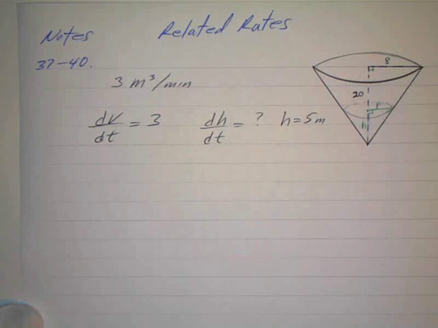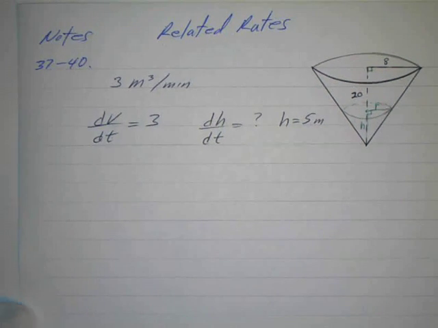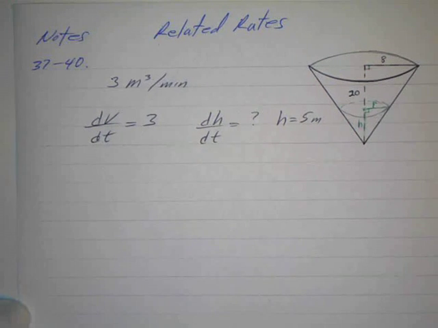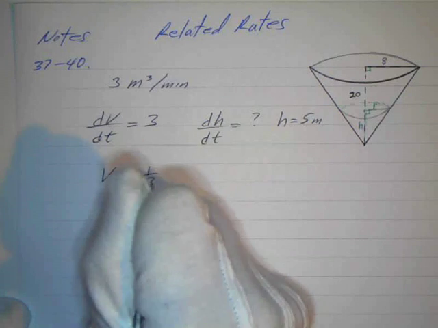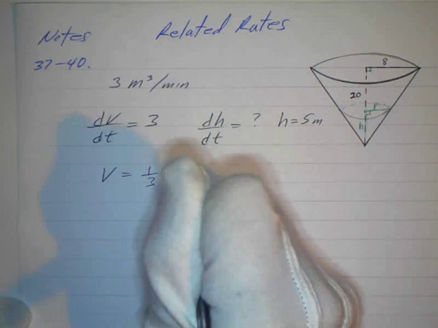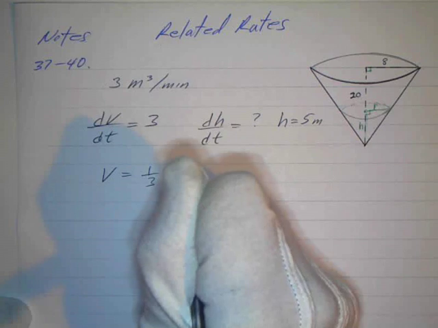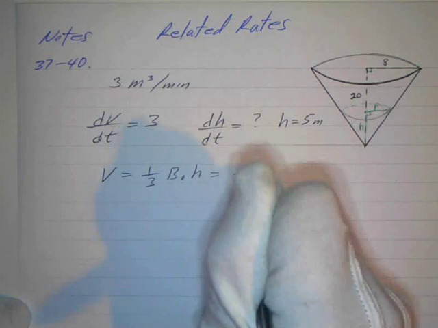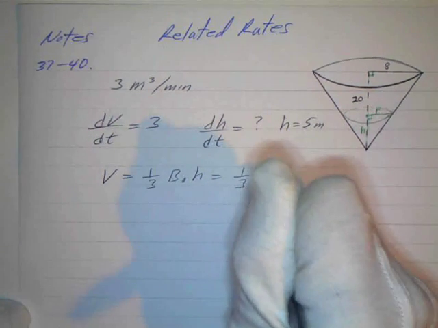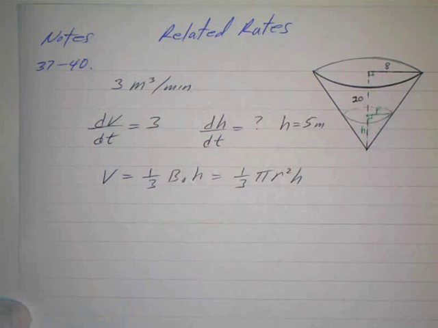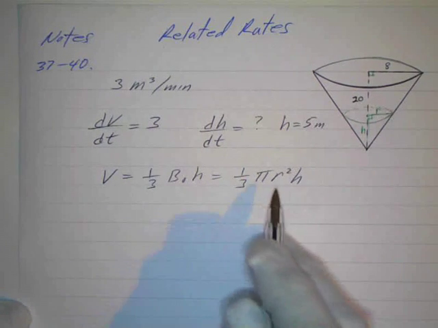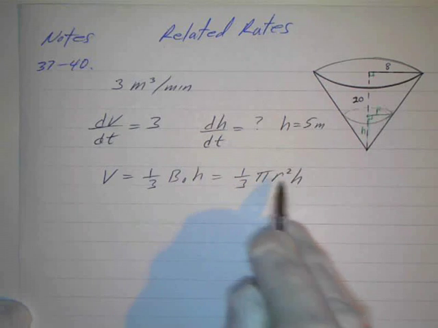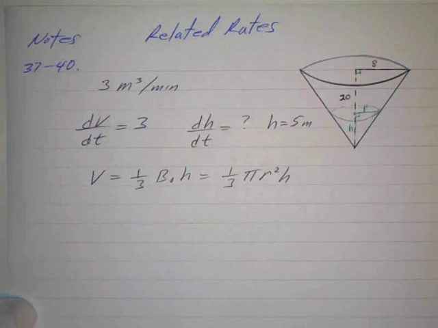So when h equals 5, again we have to go to our formula for a cone. For the volume of a cone, volume equals 1/3 base area times height, which is 1/3 pi r squared h. And we want to get our derivatives in, so we'll take the derivative of this, except we can't take the derivative because we have 2 unknowns. So what are we going to do here?